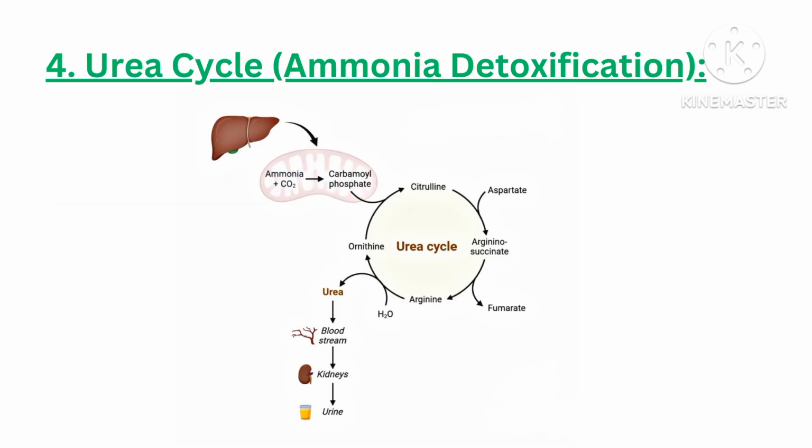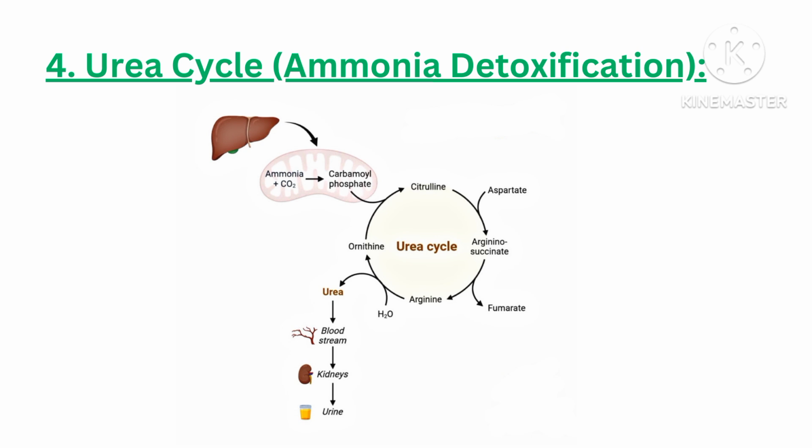4. Urea cycle, ammonia detoxification. This process converts toxic ammonia into urea for excretion. The initial step of the urea cycle involves the conversion of toxic ammonia, NH3, to a less toxic compound called carbamoyl phosphate. This reaction is catalyzed by the enzyme carbamoyl phosphate synthetase 1, CPS1, which requires 2 ATP molecules and bicarbonate, HCO3, as substrates. CPS1 is primarily located in the mitochondria of hepatocytes.